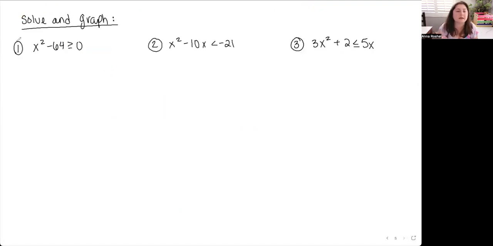So for the next 3 problems, the instructions say to solve each inequality and graph the solution set on the given number line. They do give you a number line, but honestly, it's literally just a number line. There are no numbers on it at all. So we're going to start off with this. Because there's only one x squared and no x involved, we're going to add 64 to both sides. So now I have x squared is greater than or equal to 64, and we're going to square root this. I'm going to have x is greater than or equal to both positive and negative 8.